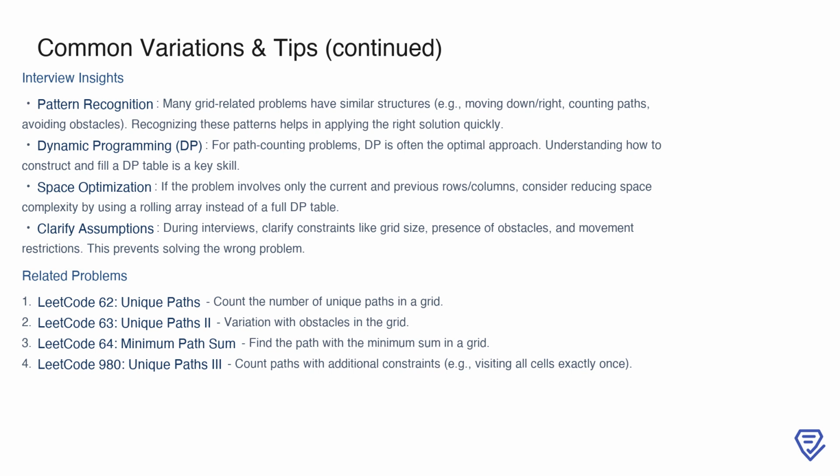Finally, it's worth noting that the skills you develop for this problem are applicable to related challenges, like unique paths 2, which includes obstacles, or minimum path sum, where you focus on minimizing the total sum. There's also unique paths 3, which introduces additional constraints like visiting all cells exactly once. Practicing these related problems can deepen your understanding of grid-based algorithms.